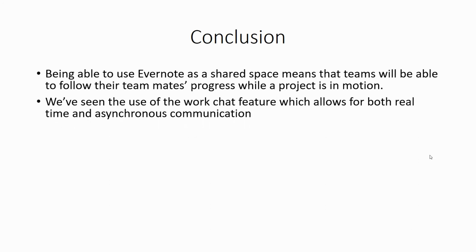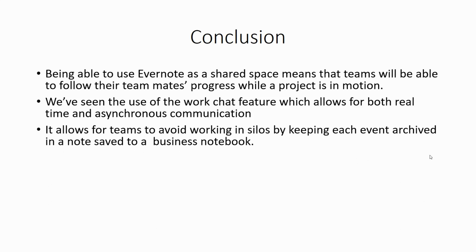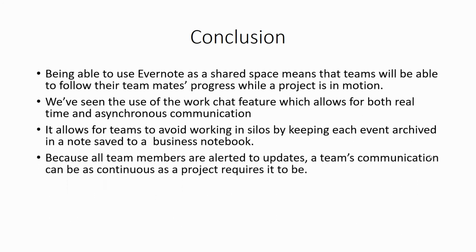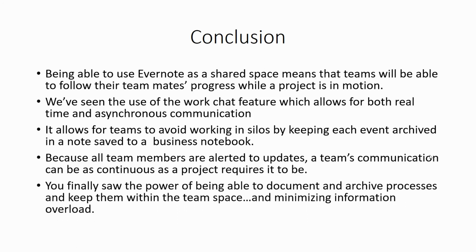We've seen that the work chat feature allows for both real-time and asynchronous communication, again, while the project is actually happening. It allows teams to avoid working in silos by keeping each event archived in a note saved to a business notebook. And because all team members are alerted to updates, a team's communication can be as continuous as a project requires it to be. And finally, you saw the power of being able to document and archive processes and keep them within the team space, minimizing information overload.